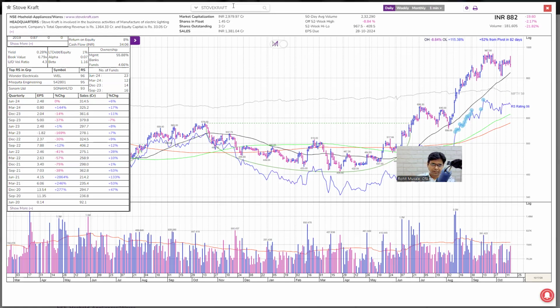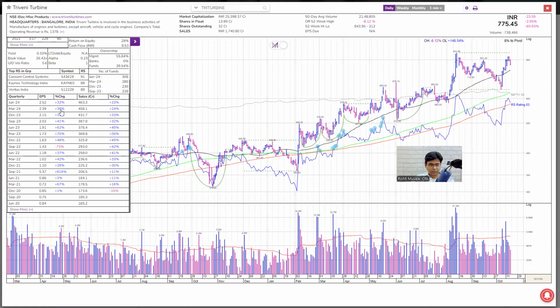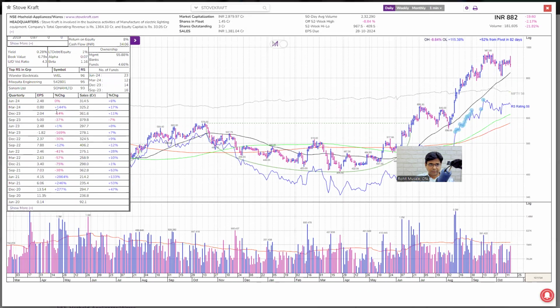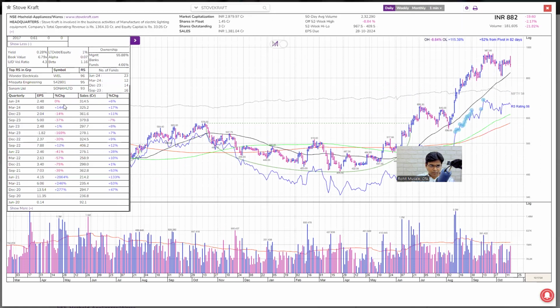Compare this with Triveni Turbine. Look at this. Then you will see the difference. Look at this, all blue color, all blue color. Now you see the difference between two companies. Blue means positive, red means negative. So can you see the difference now? The earnings growth is consistent in Triveni, but in Craft, you see disaster. So not convincing quarterly earnings chart.